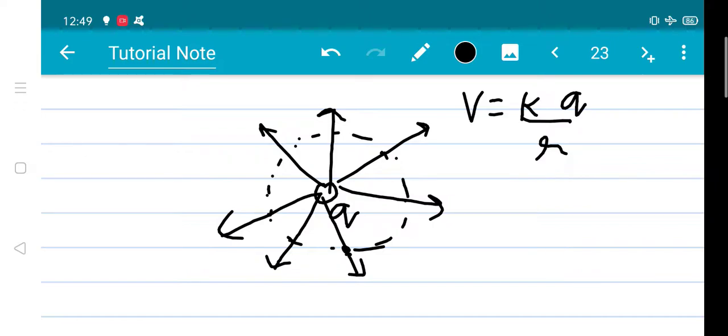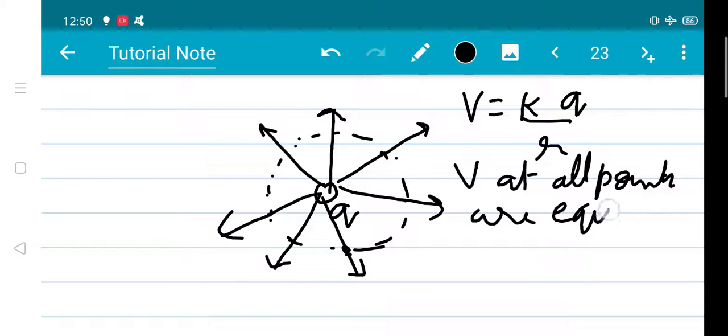Now there are some important properties of equipotential surfaces. First of all, which we just studied, the potential at each point is equal. You can write it here: potential at all points are equal. The direction of electric field E will always be perpendicular to the plane of equipotential surfaces, as we see in this diagram.